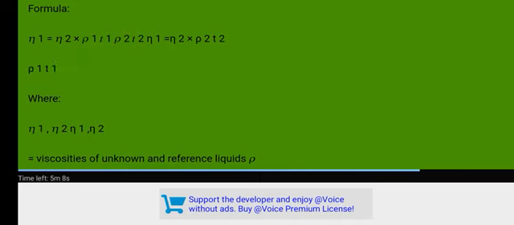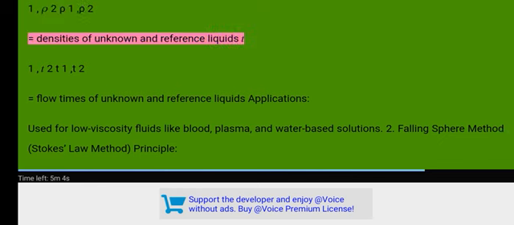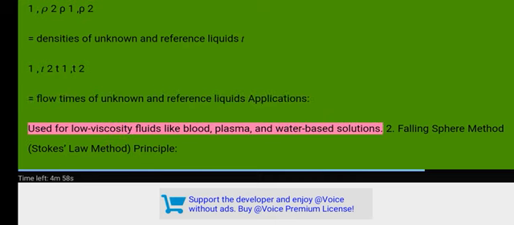Where eta 1, eta 2 equal viscosities of unknown and reference liquids, rho 1, rho 2 equal densities of unknown and reference liquids, and T1, T2 equal flow times of unknown and reference liquids. Applications. Used for low viscosity fluids like blood, plasma, and water-based solutions.